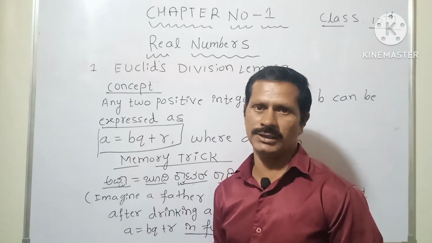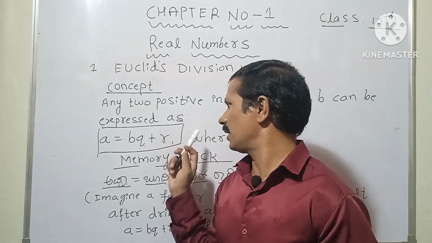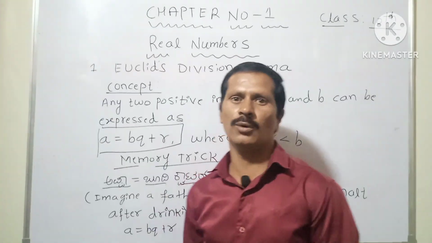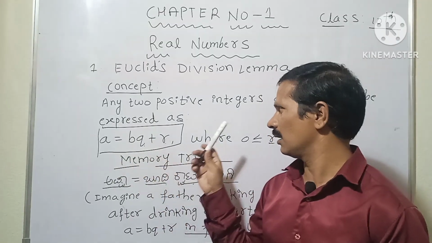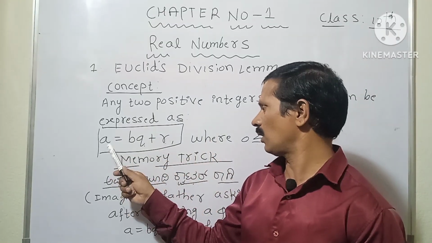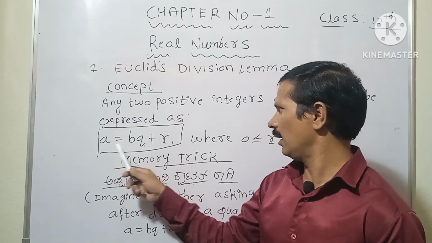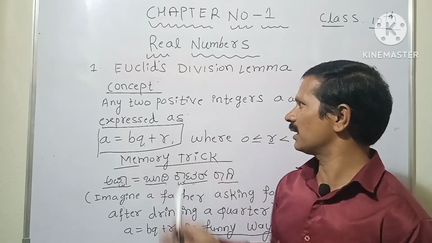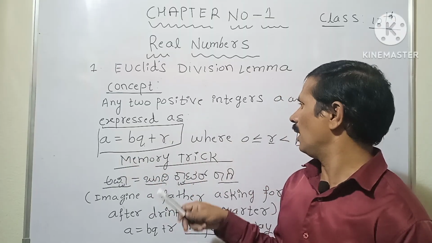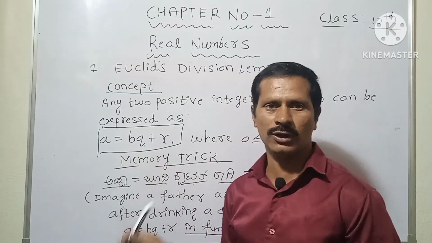Any two positive integers can be expressed as a equals bq plus r. Look here, a equals bq plus r. How to remember this? There are four letters: a, b, q, r. What is Euclid saying? Any integer can always be expressed as a equals bq plus r.